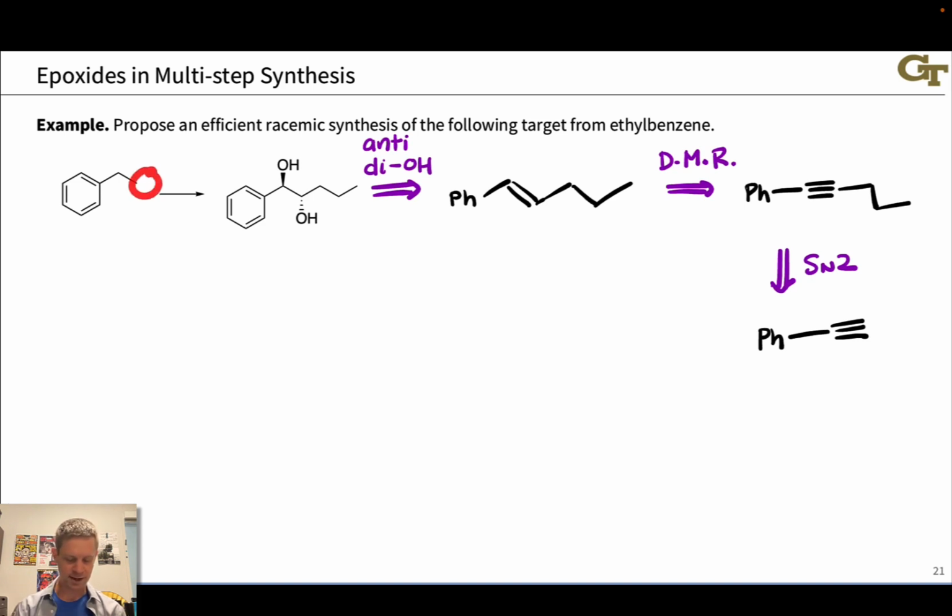And if we compare, again, the starting material to the final target, we'll see that we need to make a new carbon-carbon bond and tack on this 3-carbon fragment somehow onto the end of the ethylbenzene chain. And we can do that through an alkyne, which we've worked our way back to here.